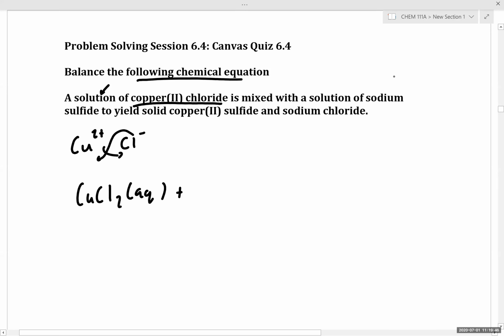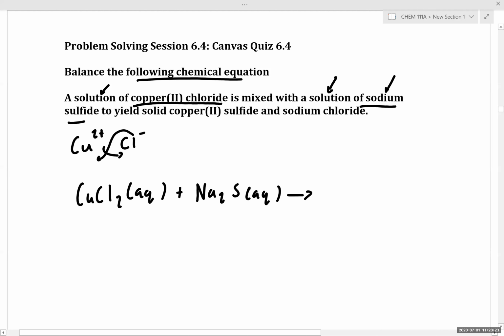Would someone like to volunteer? What should I write for sodium sulfide? What formula should I write for sodium sulfide? And don't be shy to type it in the chat or unmute and state the response verbally. What should I write for sodium sulfide? Na2S, exactly right. Thank you. And since it's a solution, we put the aqueous symbol.